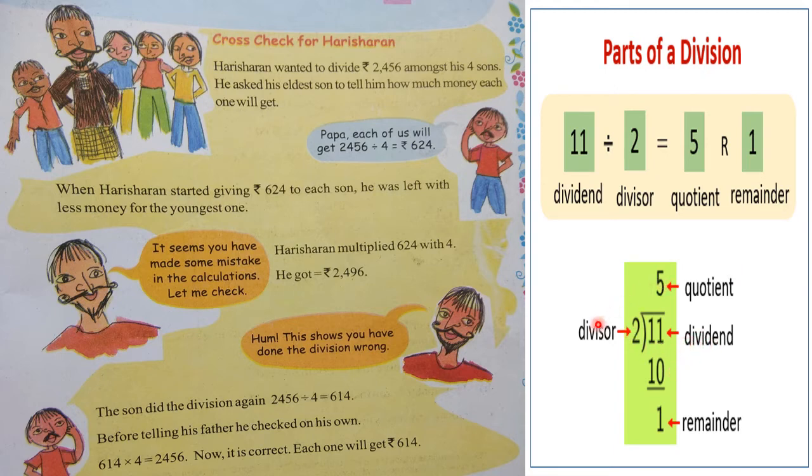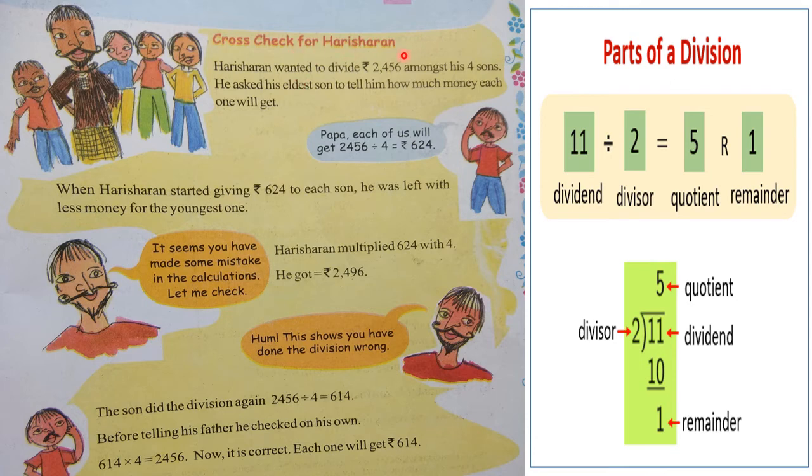2 into 5, divisor into quotient. What is the dividend equal to? The dividend equals the divisor into quotient plus remainder. So 2 into 5 is 10, 10 plus 1 is 11, so that is the dividend. You understand these parts of a division. I hope you have learned this division formula in a lower standard, standard 4: divisor into quotient plus remainder is equal to dividend. Okay children, so this we have to learn and apply here.